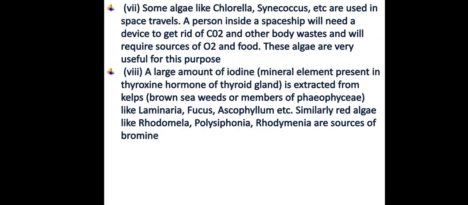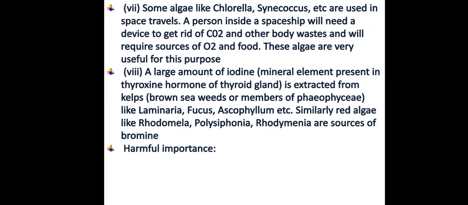A large amount of iodine, a mineral element present in the thyroxine hormone of the thyroid gland, is extracted from kelps, which are brown seaweeds, or members of Phaeophyceae, like Laminaria, Fucus, Ascophyllum, etc. Similarly, red algae like Rhodomela, Polysiphonia, Rhodymenia are sources of bromine.